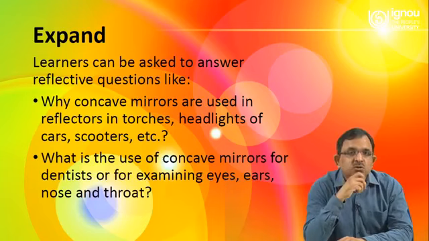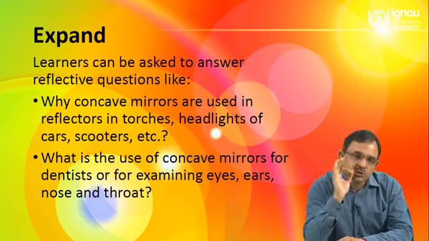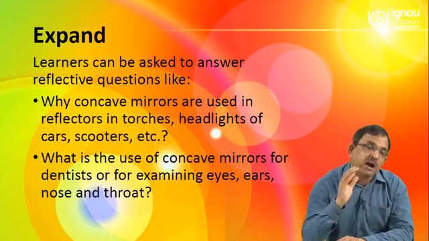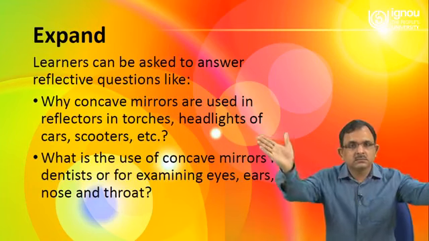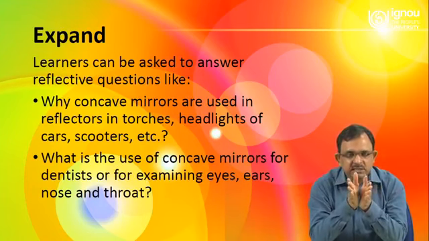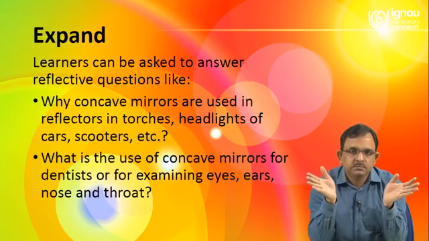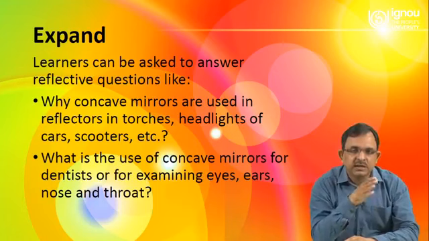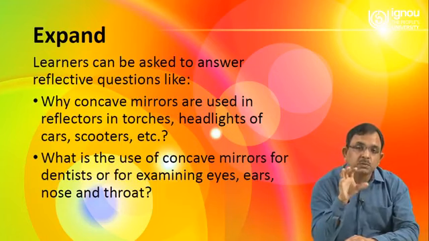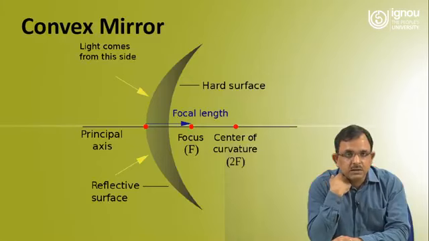In torches we use concave mirrors. In the headlights of cars or scooters we use concave mirrors. Why? Because light gets reflected at an angle, so it expands. It does not converge, it basically diverges. So for diversion of the light, to cover more area, we basically use concave mirrors there.